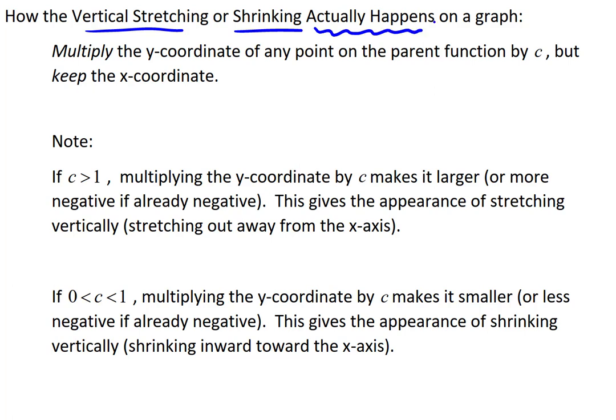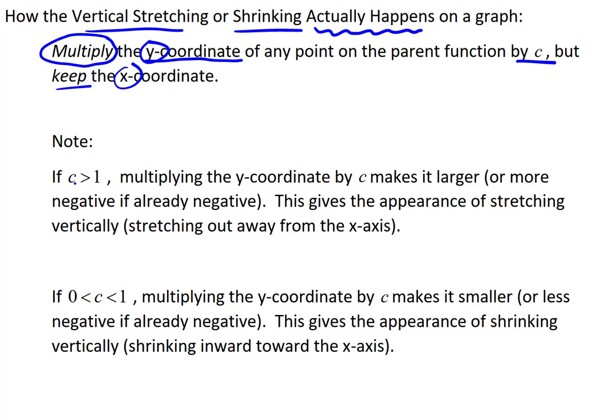A vertical stretch or shrink actually happens in the following way. So when we're actually conducting the stretching or shrinking, the fair question is, what do we do? How do we do it? So we're going to multiply the y-coordinate of any point on the parent function by c, but keep the x-coordinate. So every point on the parent function, of course, has an x and a y-coordinate. We're going to address the y-coordinate. We're going to just leave the x alone.